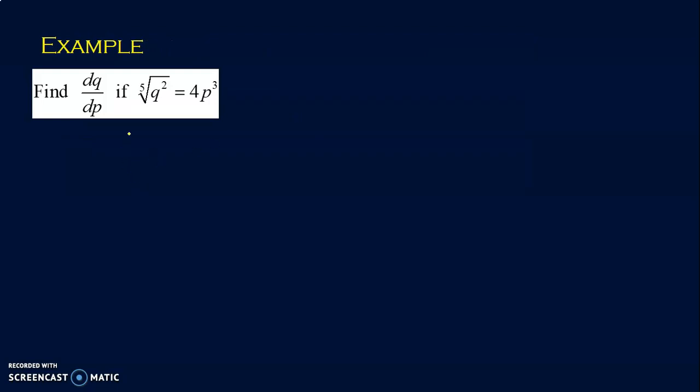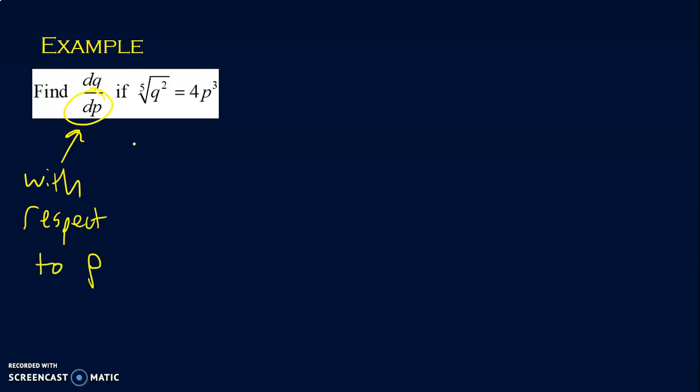All right, so I want to find dq dp if the fifth root of q squared is equal to 4p squared. Now, we're just switching up the variables. Nothing's really different, but we need to practice getting used to working with different variables. So look on the bottom. That's going to tell you what you're taking the derivative with respect to.